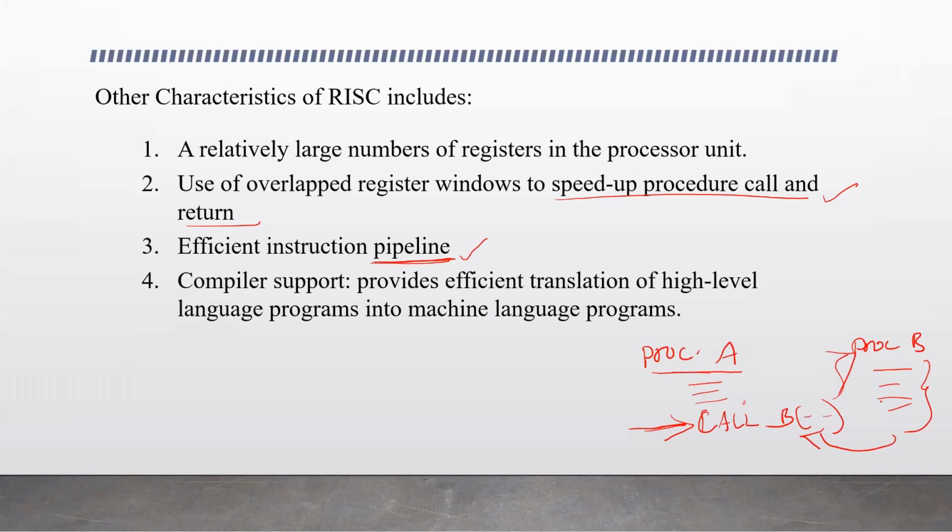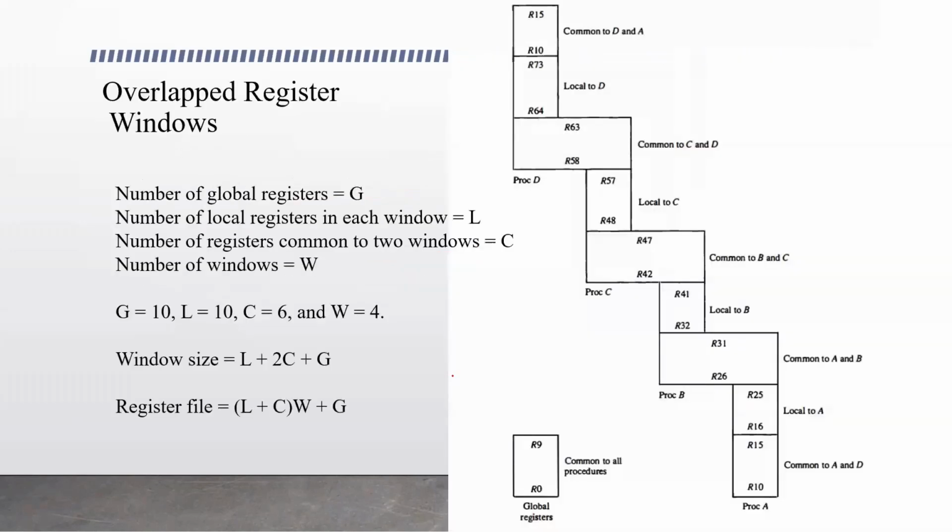So here, RISC architecture computers use overlapped register windows. Overlapped register windows is a concept of using the registers commonly for many procedures. Let's see this here. This explains the overlapped register window concept.